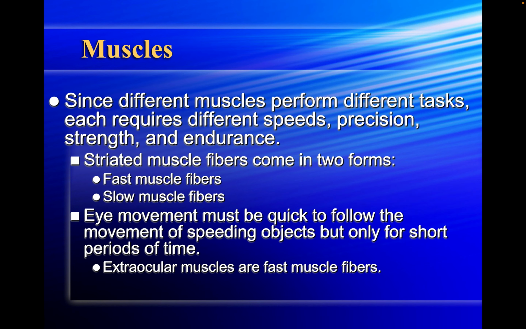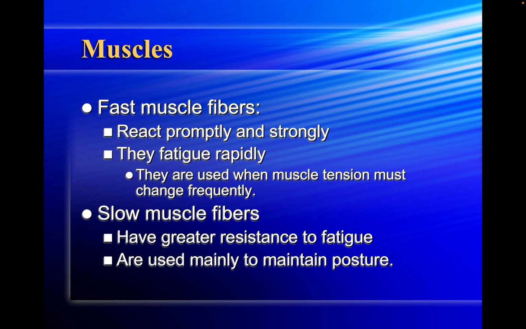Since different muscles perform different tasks, each requires different speeds, precision, strength, and endurance. Striated muscle fibers come in two forms, fast muscle fibers and slow muscle fibers. Eye movement must be quick to follow the movement of speeding objects, but only for a short period of time. Extraocular muscles are fast muscle fibers. Fast muscle fibers react promptly and strongly. They fatigue very rapidly. They are used when muscle tension must change frequently. Slow muscle fibers have greater resistance to fatigue and are used mainly to maintain your posture.